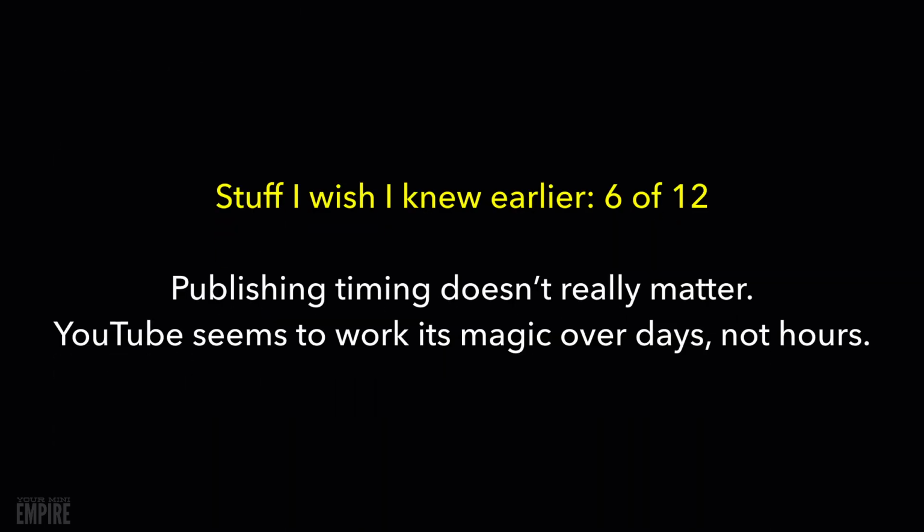Number 6, publishing timing doesn't really matter. On social, for a long time, you had to publish at the right time or else you wouldn't grab the algorithm. YouTube seems to work its magic over days, not hours. So just pick the start of the window that you think your people might be online, come up with a publishing schedule, and just start. Over days, YouTube will start to find the right followers, the right subscribers, the right viewers for you. So it doesn't really matter as much, and they even say so themselves.